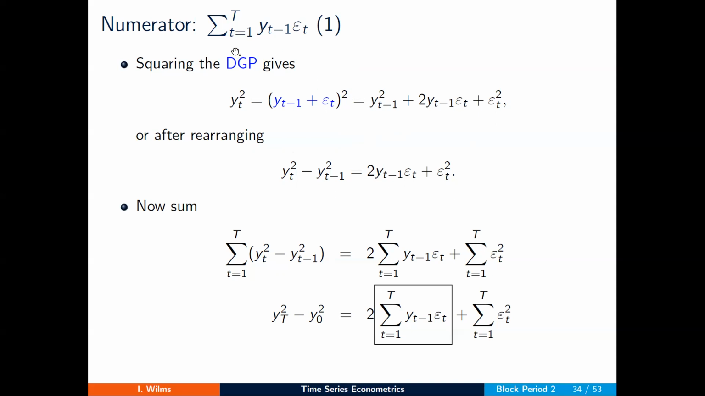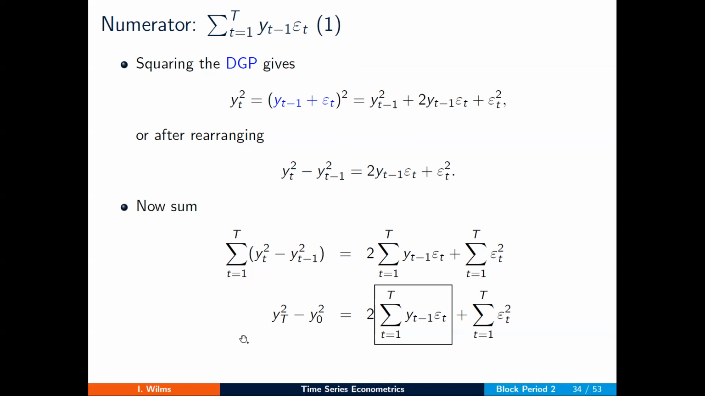Now, in the numerator, we actually have a sum of this cross product term popping up, namely a sum from t equals 1 up until capital T. And so I can also take the sum from t equals 1 up until capital T at both the left-hand side and the right-hand side, which I do over here in this line.